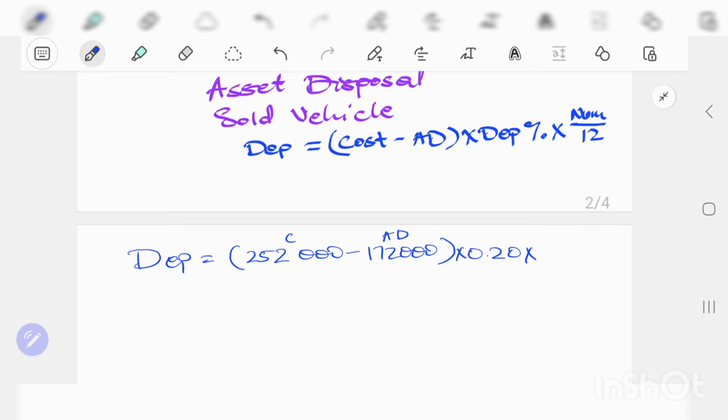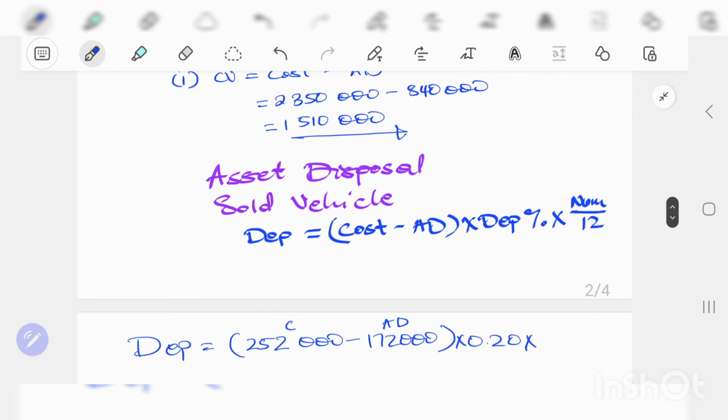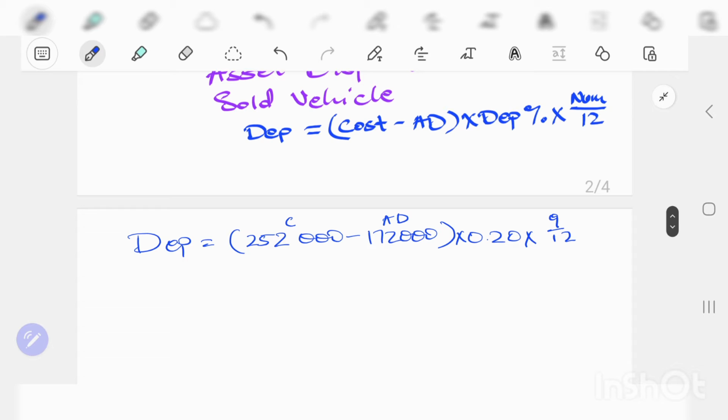So remember, this asset was sold during the year. So that means that we didn't use it for the full financial year, which means the full 12 months. So we only used it from March up until November, and that's going to be 9 months. So it's 9 over 12. So it's 252,000 minus 172,000 multiplied by 20% multiplied by 9 over 12. This gives you 12,000.